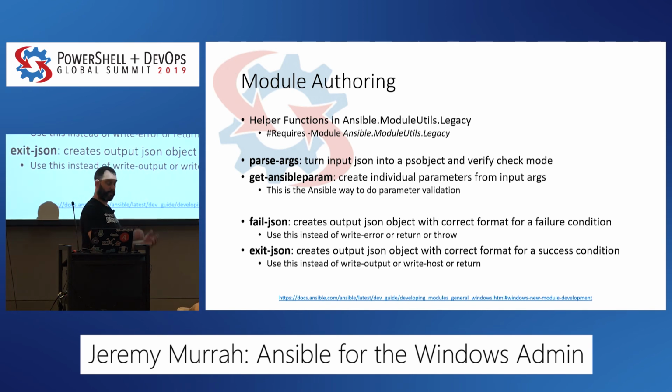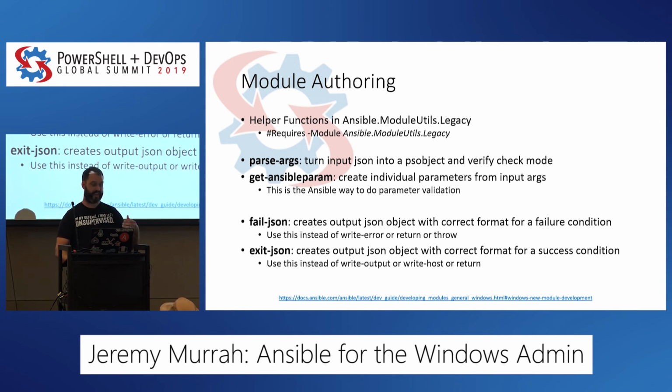Then Get-AnsibleParam is kind of cool. You point that at your parsed args, and you can define individual parameter variables for each of the properties in the args output. And there you can do a bunch of parameter validation. So you can do things like cast it as a certain type, so the type should be string or int or whatever. You can do fail-if-empty sort of things. You can do validate set, some of that stuff. It's not quite as full featured as an advanced function, but it's pretty close. So that's where you would do all that, and we'll see that here in the code.